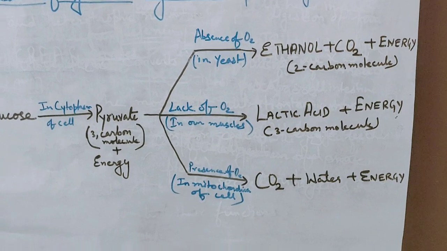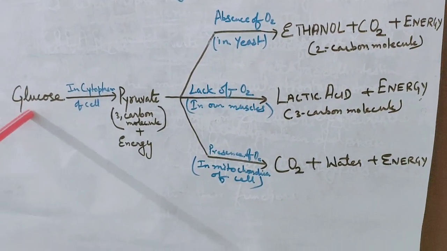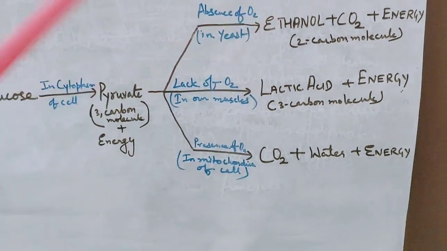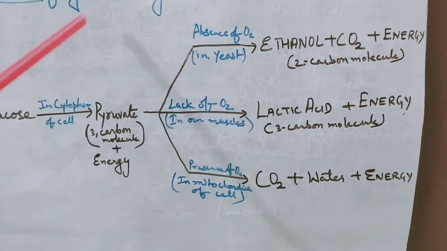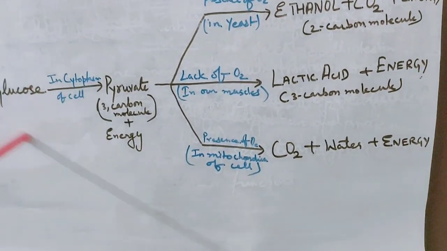Now let's see how the glucose which we have taken as food breaks down. These are the different pathways by which the breakdown of glucose occurs. We can see here where this breakdown of glucose occurs.